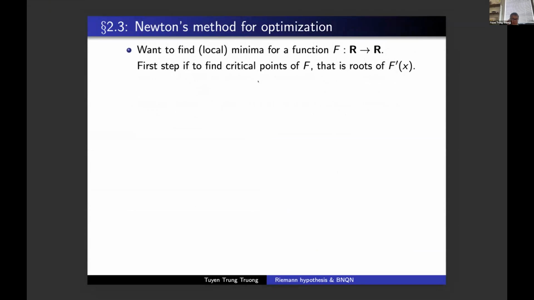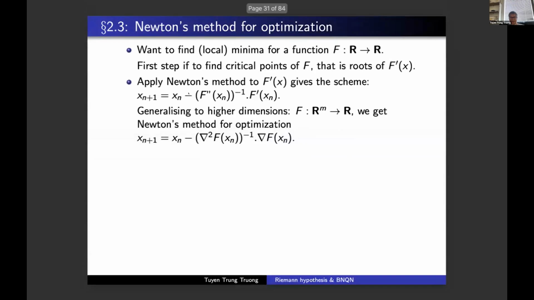Now we can also find a root of a function by using optimization. So how can we do this? First, I will tell about Newton method for optimization, which is related to Newton method to find roots. For example, we have a function f from real numbers to real numbers, and we want to find local minima of this function. We know that local minima or critical points of f are the roots of f prime. So if we apply this method to f prime to find critical points, this is what we get: x n plus 1 equals x n minus f second derivative of x n, inverse, times f derivative of x n.